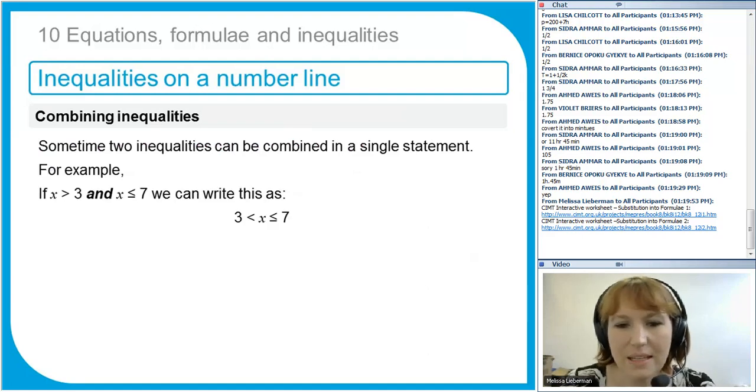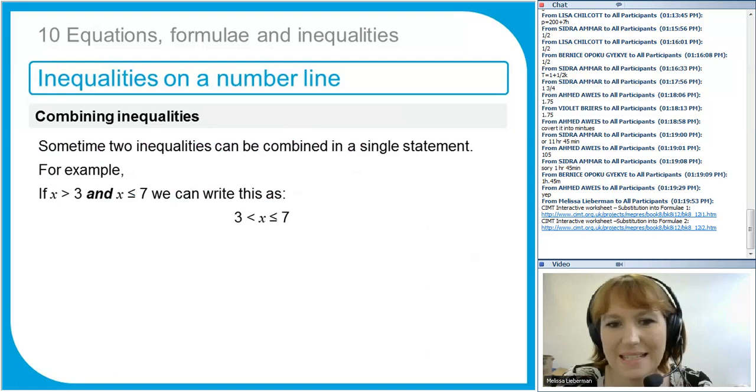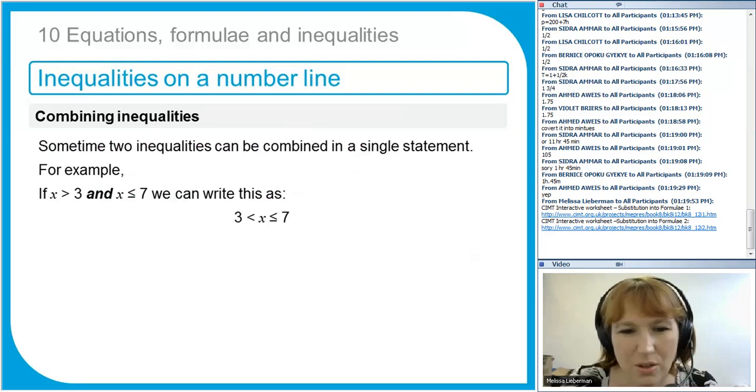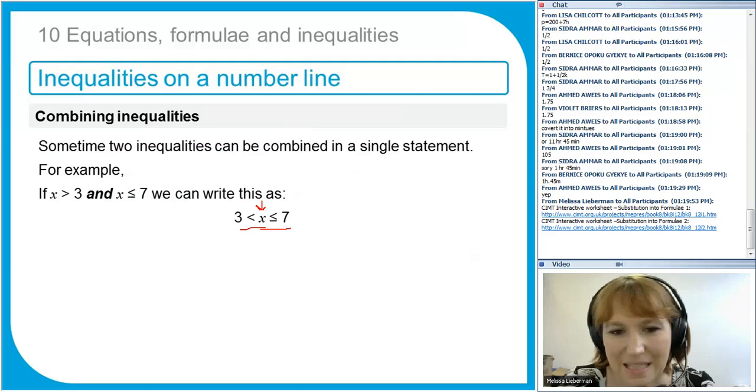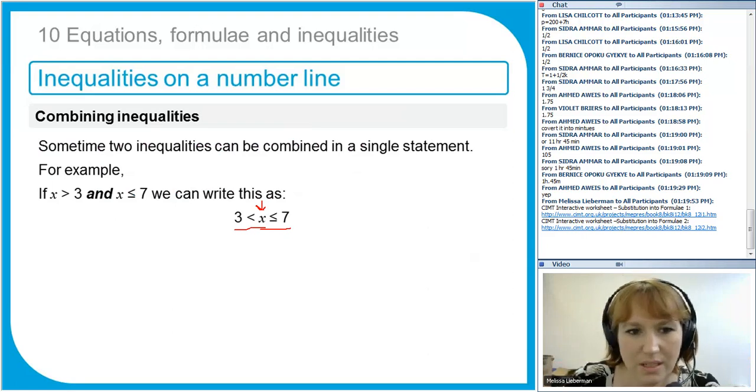So you might see something like x is greater than 3 and less than or equal to 7. You just have to be a little bit careful about the way it's written. So the way it's written, this looks like 3 is less than x and x is less than or equal to 7. But the x is in the middle. So what this effectively means is that x is between 3 and 7. It's bigger than 3 and less than or equal to 7. So we combine these two inequalities. Now notice that has to be swapped round when we put the x in the middle.